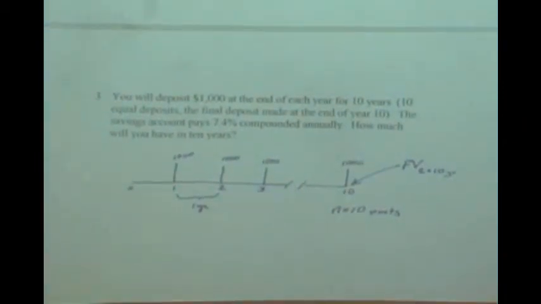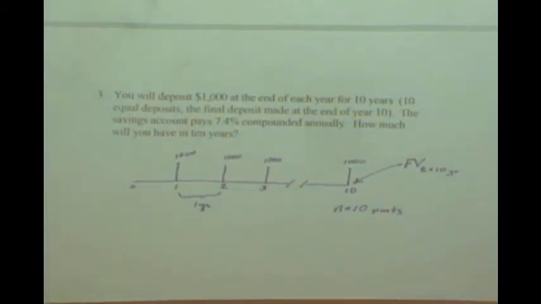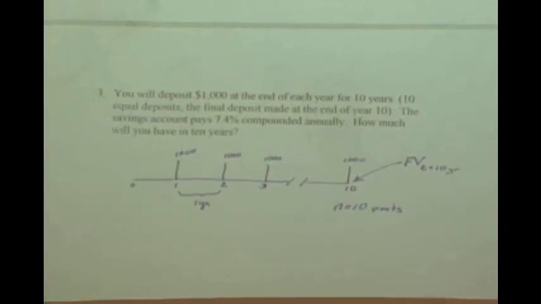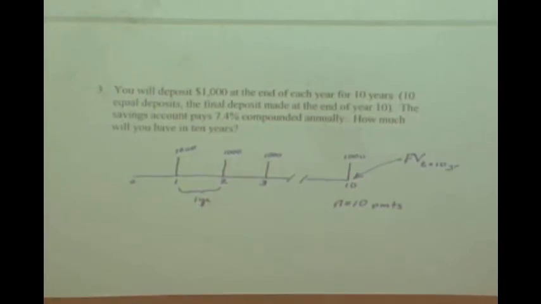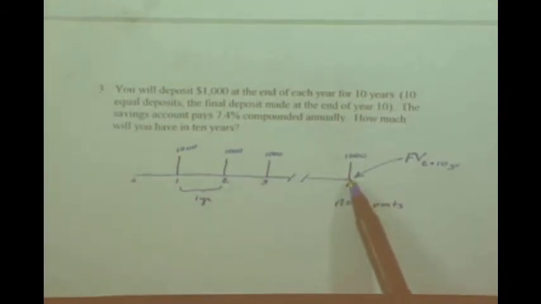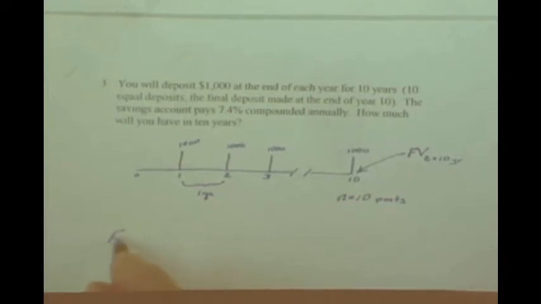Number 3 is a future value problem. With this one, we're going to deposit $1,000 at the end of each year for 10 years. The final deposit is made at the end of year 10. The savings account pays 7.4% annual interest, compounded annually. How much will we have in 10 years? Here's the timeline. We're trying to consolidate right on top of the last payment. And the future value equation will do this for us.